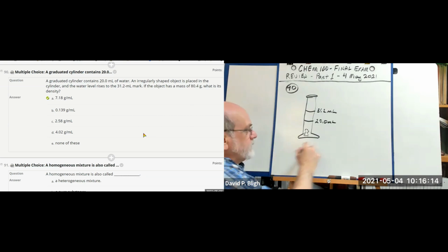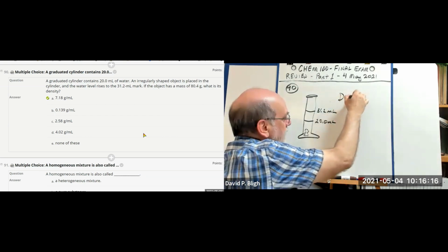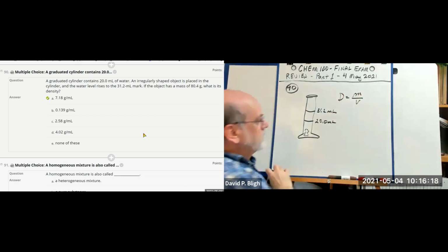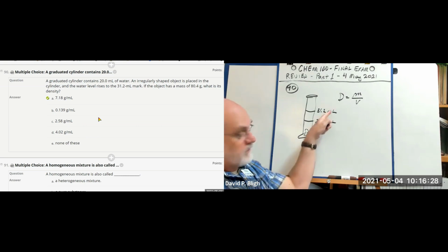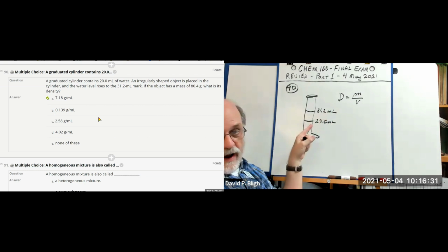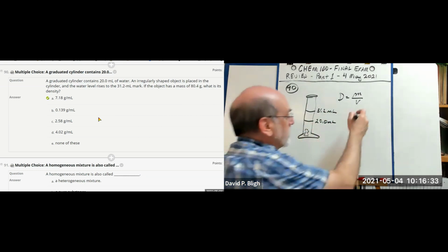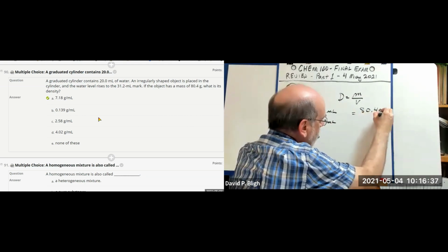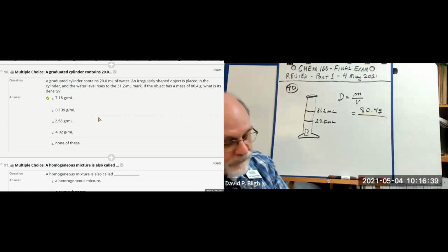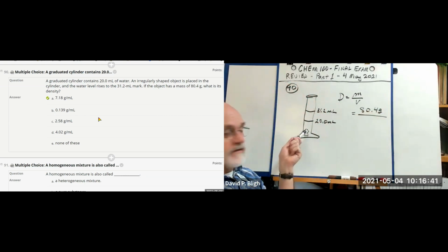All right, remember what we need for density. Mass per unit volume. And look at the answers. Grams per milliliter, right? All of them. So you know what your volume units need to be. Milliliters, that's good. And grams you're given as 80.4 grams. Now we have to find out the volume of the object. So what is the volume of that object?